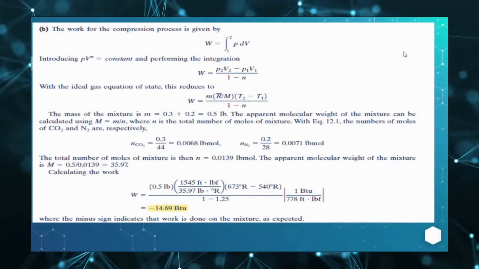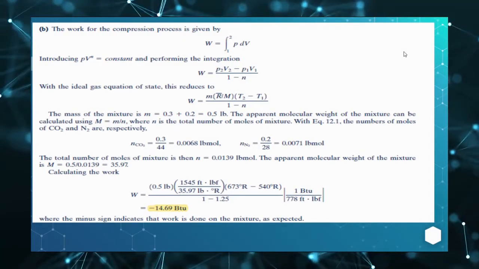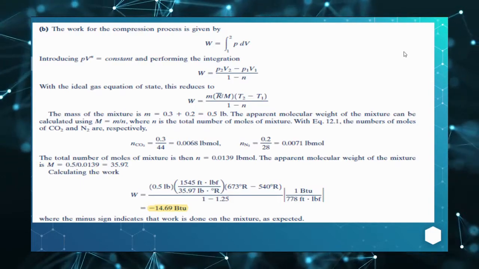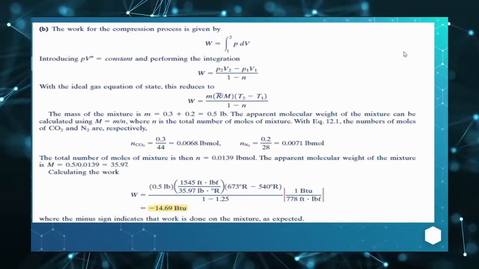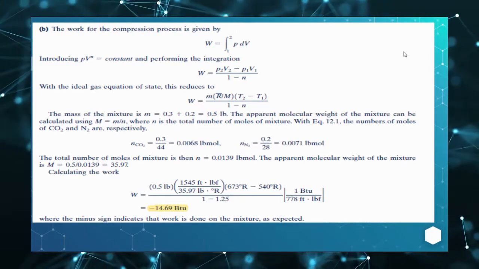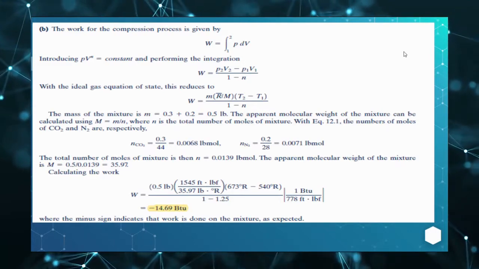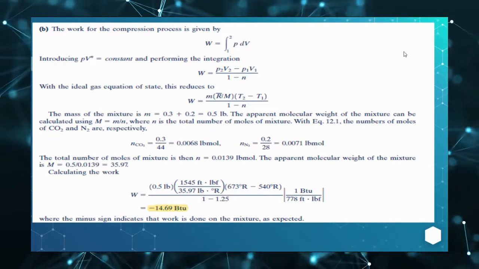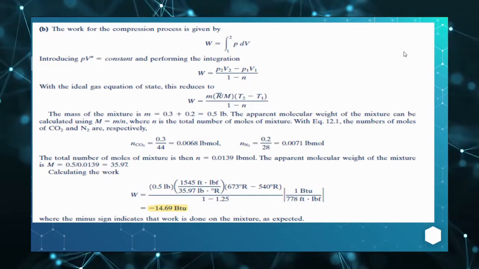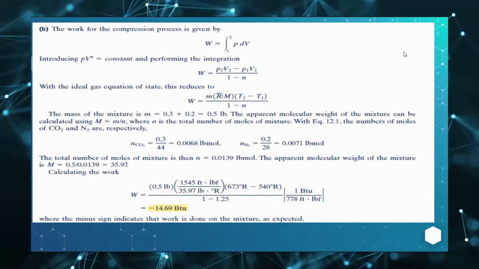In finding the work of the compression process, work is given by the integration from 1 to 2 of p dV. Introducing PV^n equals a constant and performing the integration, we arrive at this equation: work is equal to P2 V2 minus P1 V1 over 1 minus n, where n is the polytropic exponent. With the ideal gas equation of state, this reduces to the equation below.